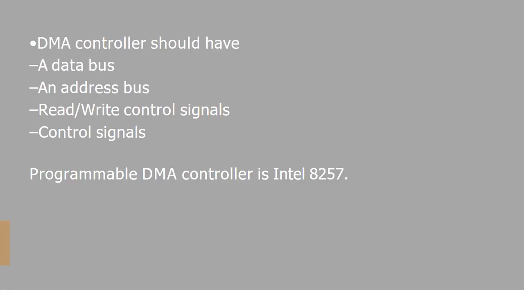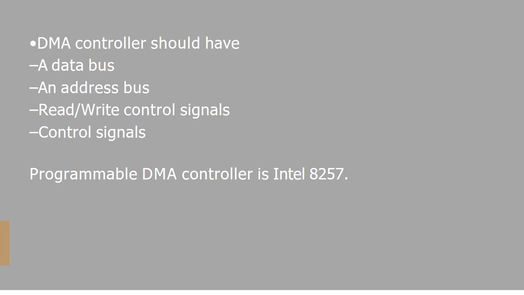The DMA controller will have the data bus, address bus, and the read, write and other control signals. All of these will be controlled by the DMA controller. So I am going to conclude here. The DMA controller is present between the memory and input-output devices. Accessing the memory directly without the use of the microprocessor is called direct memory access.